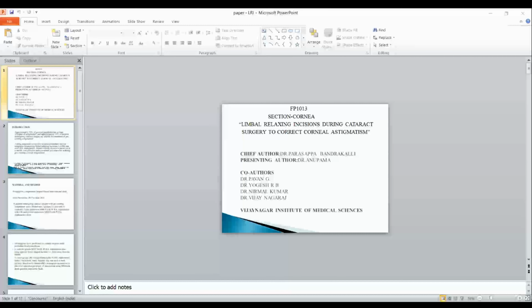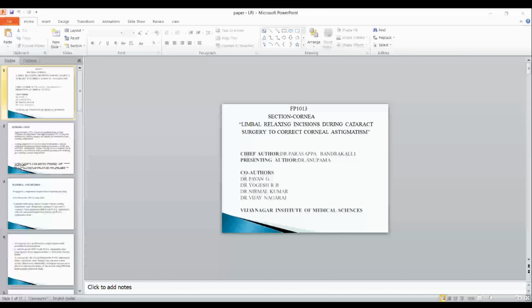Coming to material and methods, this is a prospective comparative hospital-based interventional study conducted from November 2019 to June 2021. Seventy patients undergoing cataract surgery with pre-existing astigmatism were divided into two groups. The first group contained 35 cases and the second 35 controls. Cases underwent manual small incision cataract surgery with PCIOL implantation with limbal relaxing incision, and controls underwent manual small incision cataract surgery with PCIOL implantation alone. All surgeries were performed by a single surgeon under peribulbar local anesthesia.